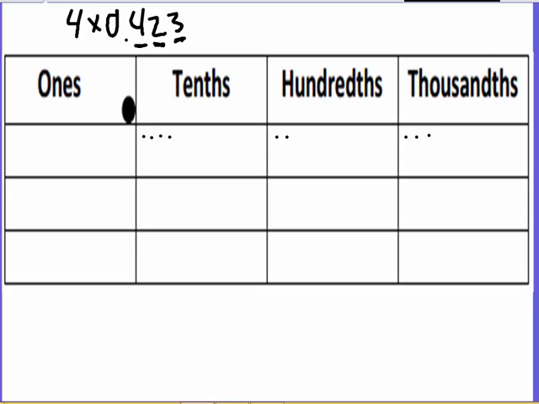Now, how many groups do I have? Well, I see there needs to be 4 groups. Here I only have 1 group. So I need to make 4 of them. I'm at 2 groups. I need 4 of them, so I make my third group. Third group. I need to make my last group, with the same dots in each place value.